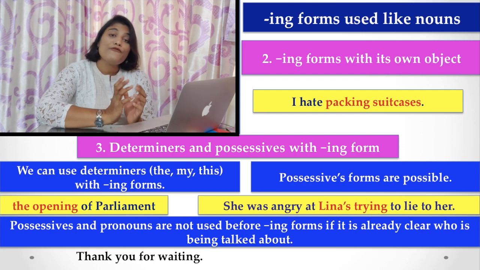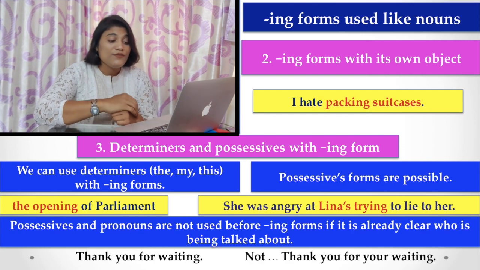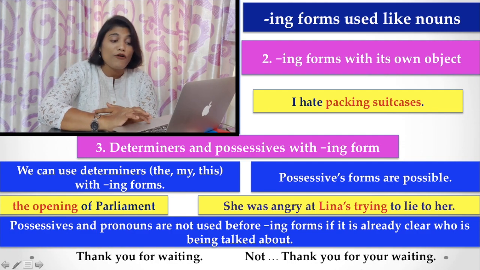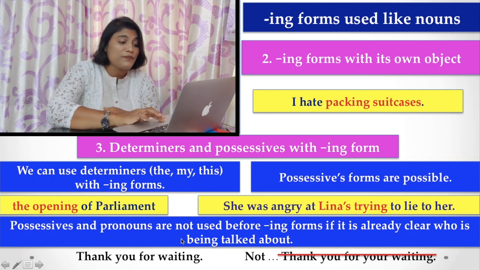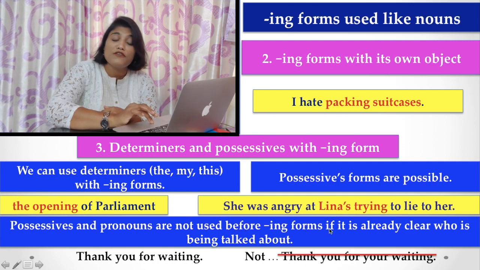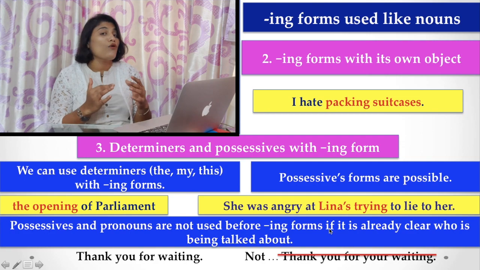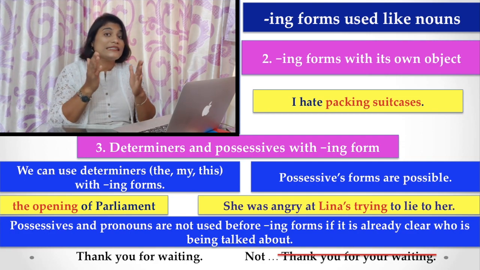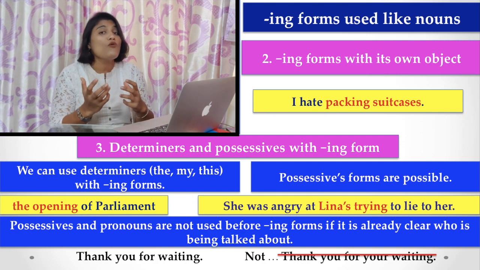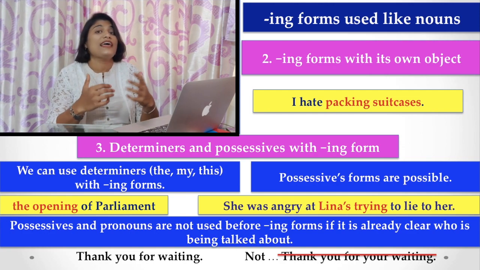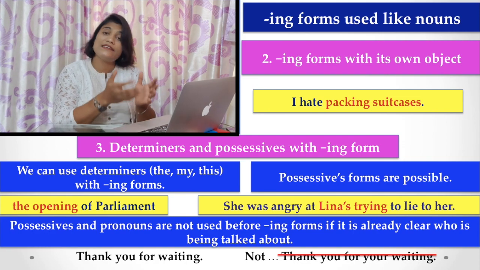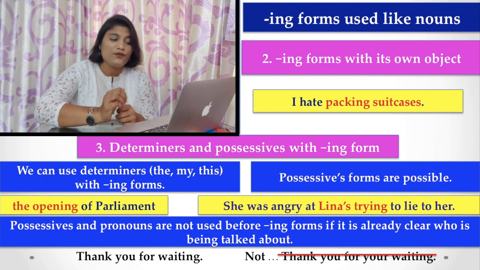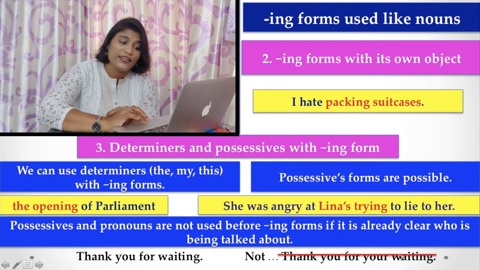Here, thank you for waiting. But you never say thank you for your waiting. This is not correct. Why? Because possessives and pronouns are not used before the ing form where whom you are talking about is clearly stated. Here, whom you are thanking is clearly stated, so you do not use thank you for your waiting. Before the gerund you do not use the possessives.